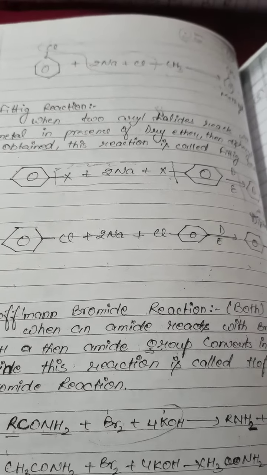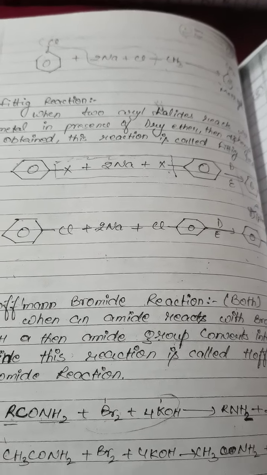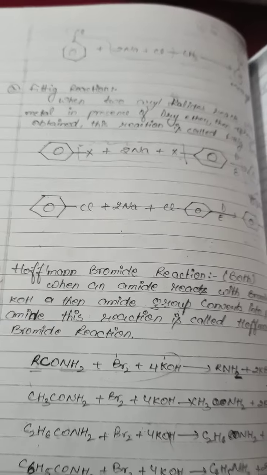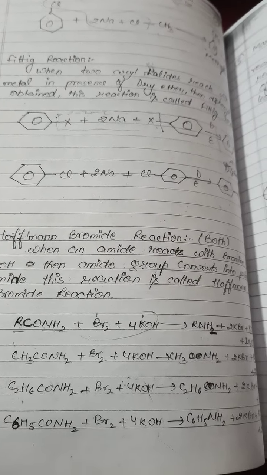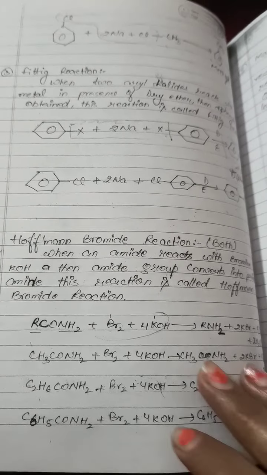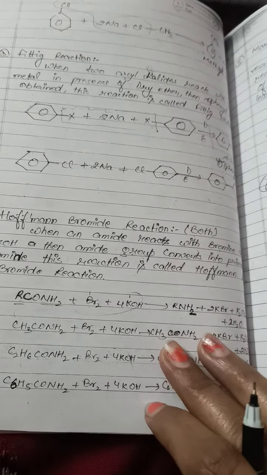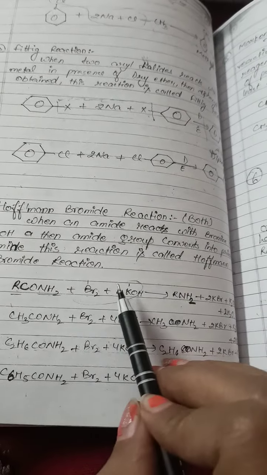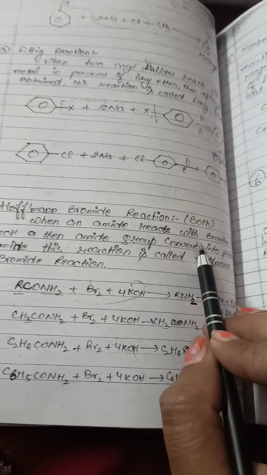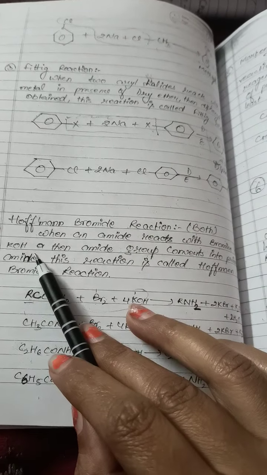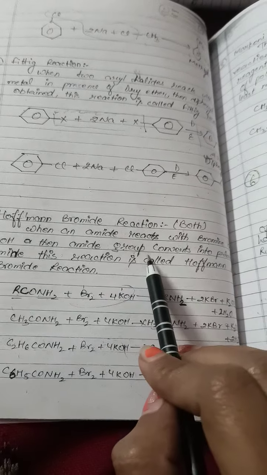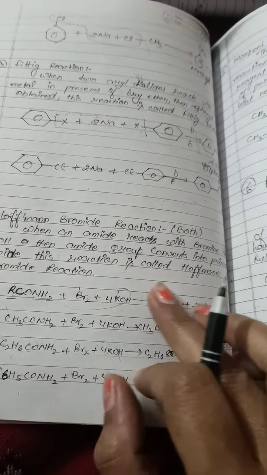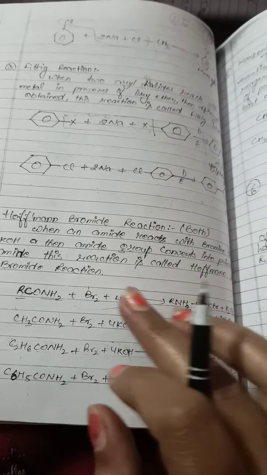Yesterday, I completed the Wurtz reaction, the Wurtz-Fittig reaction, and the Fittig reaction. Today I will start the Hofmann bromamide reaction. In the Hofmann bromamide reaction, an amide reacts with bromine in the presence of KOH, and the amide group converts into a primary amine. This reaction is called the Hofmann bromamide reaction.